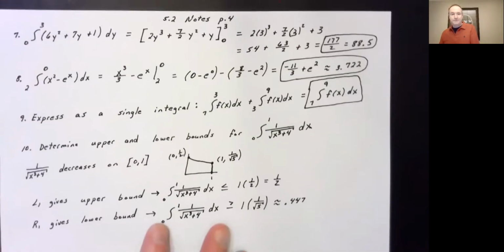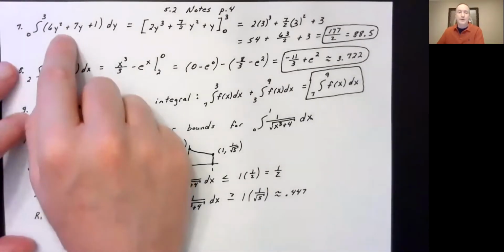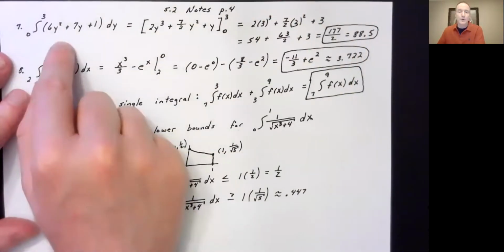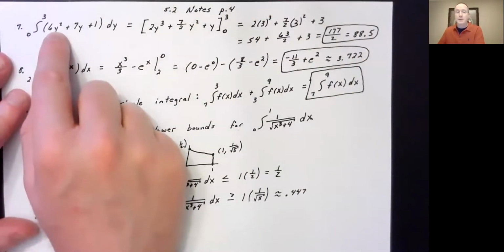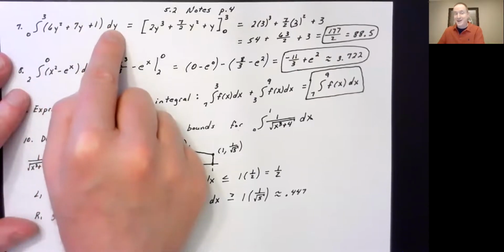Up next. This one, just a simple power rule here. I wanted to throw in another variable just so that you see it's not always x. It can be any variable you want in there. But whatever variable it is, your integration has to be with respect to that variable.